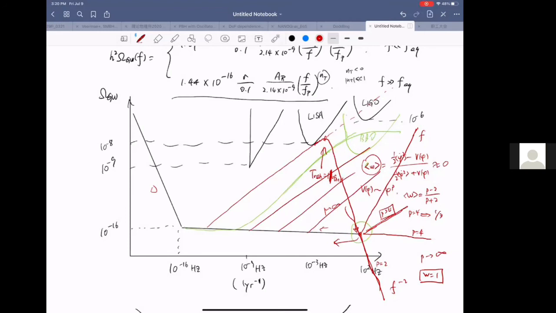The second comment is a very minor one. I think the LISA sensitivity you have plotted here should be much lower. Much lower? You have around 10 to the power -8. It should be around -13 or something. Let me check this paper by Green and Romano. Oh yeah, you're right, 10 to the power -14. It should be lower.